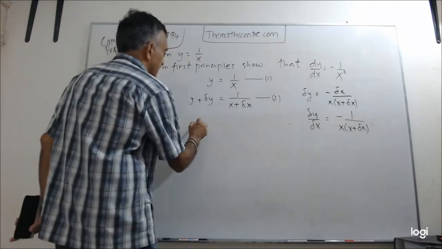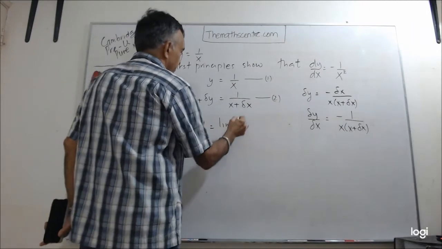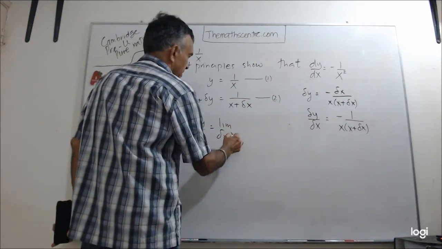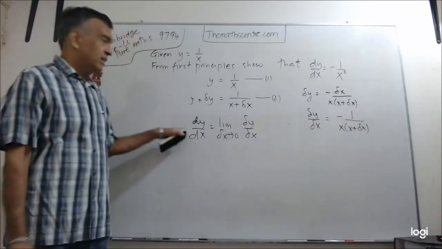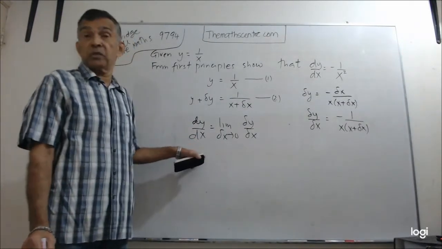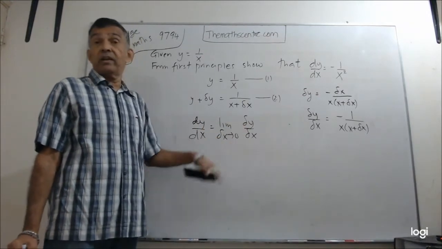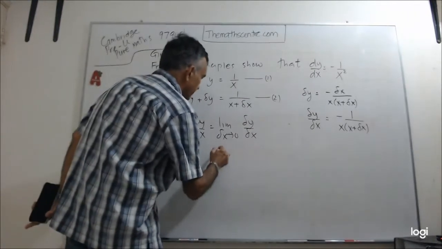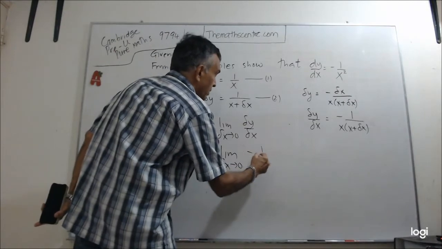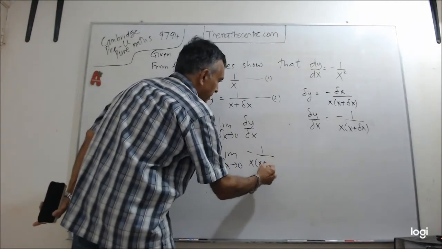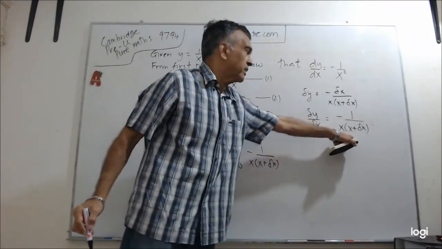So now let's write dy/dx is the limit as delta x tends to 0 of what? This is the definition of dy/dx from first principles. dy/dx is the limit as delta x tends to 0 of delta y over delta x. So we can write the limit as delta x tends to 0 of minus 1 over x plus delta x. Just bring this from the right hand side, bring it here.